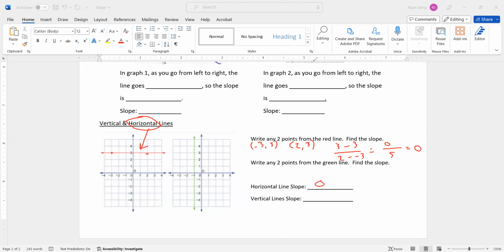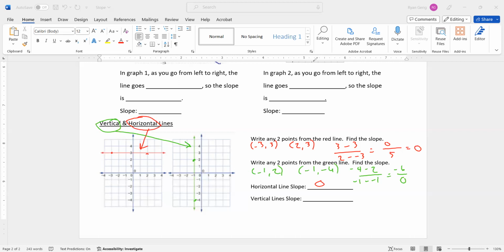The green line is a vertical line. I do the same thing. I'm going to pick 2 points. -1, 2. And -1, -4, we'll say that. So -4 minus 2 over -1 minus -1. -4 minus 2 is -6. -1 minus -1 or -1 plus 1 is 0.